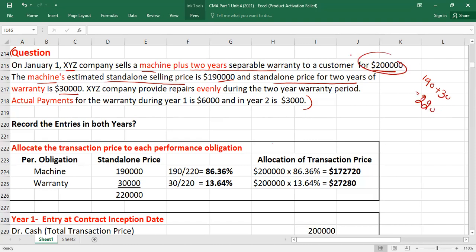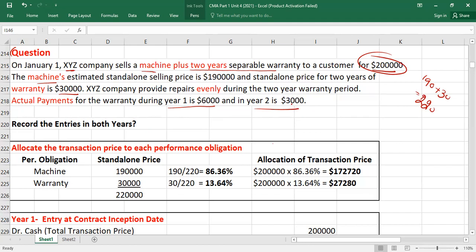220,000. But you sold both things for 200,000. So first we need to allocate this 200,000 between the warranty and the machine. Then XYZ company provides repair evenly during the 2 years warranty period. Here we have actual payments: during year 1 it is 6,000 and during year 2 it is 3,000.